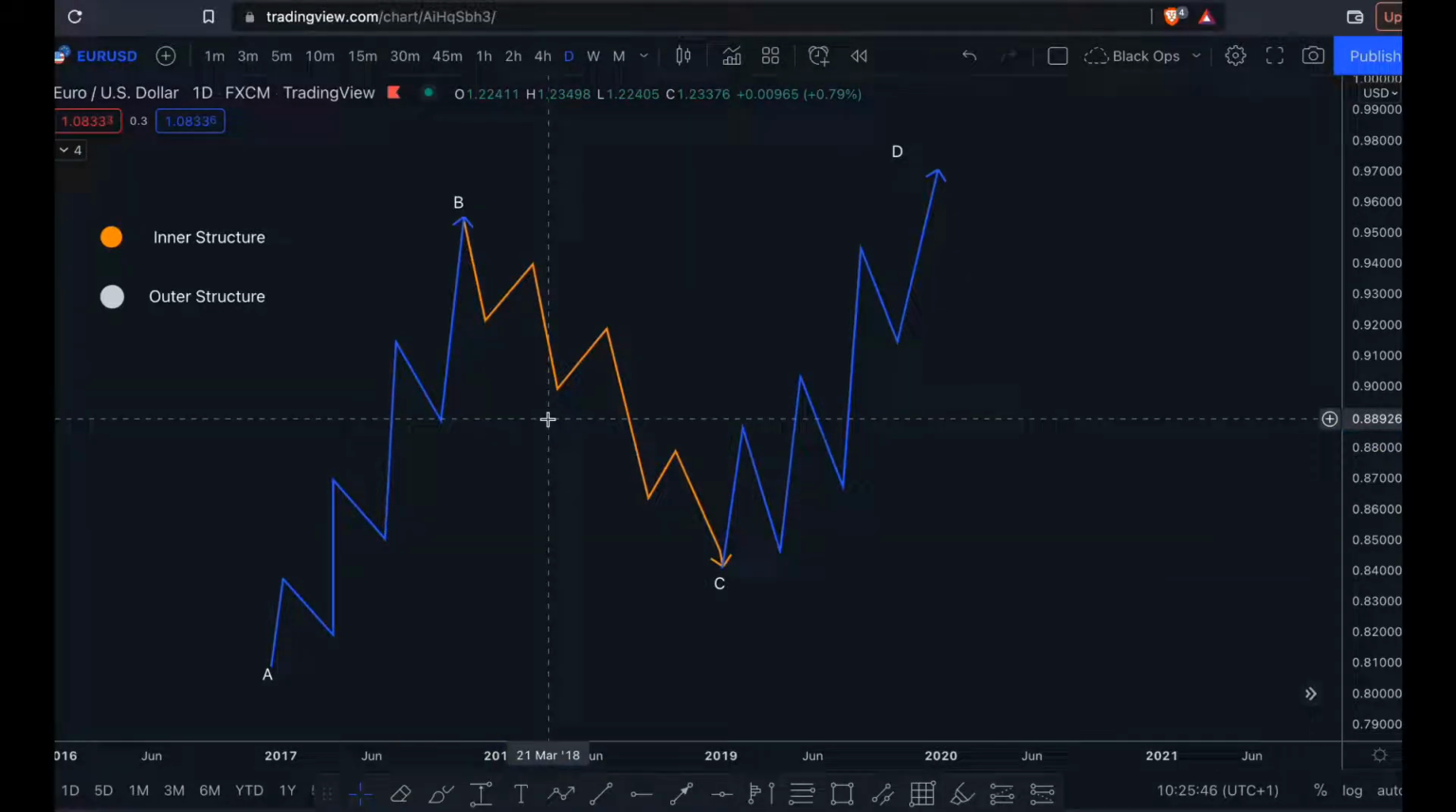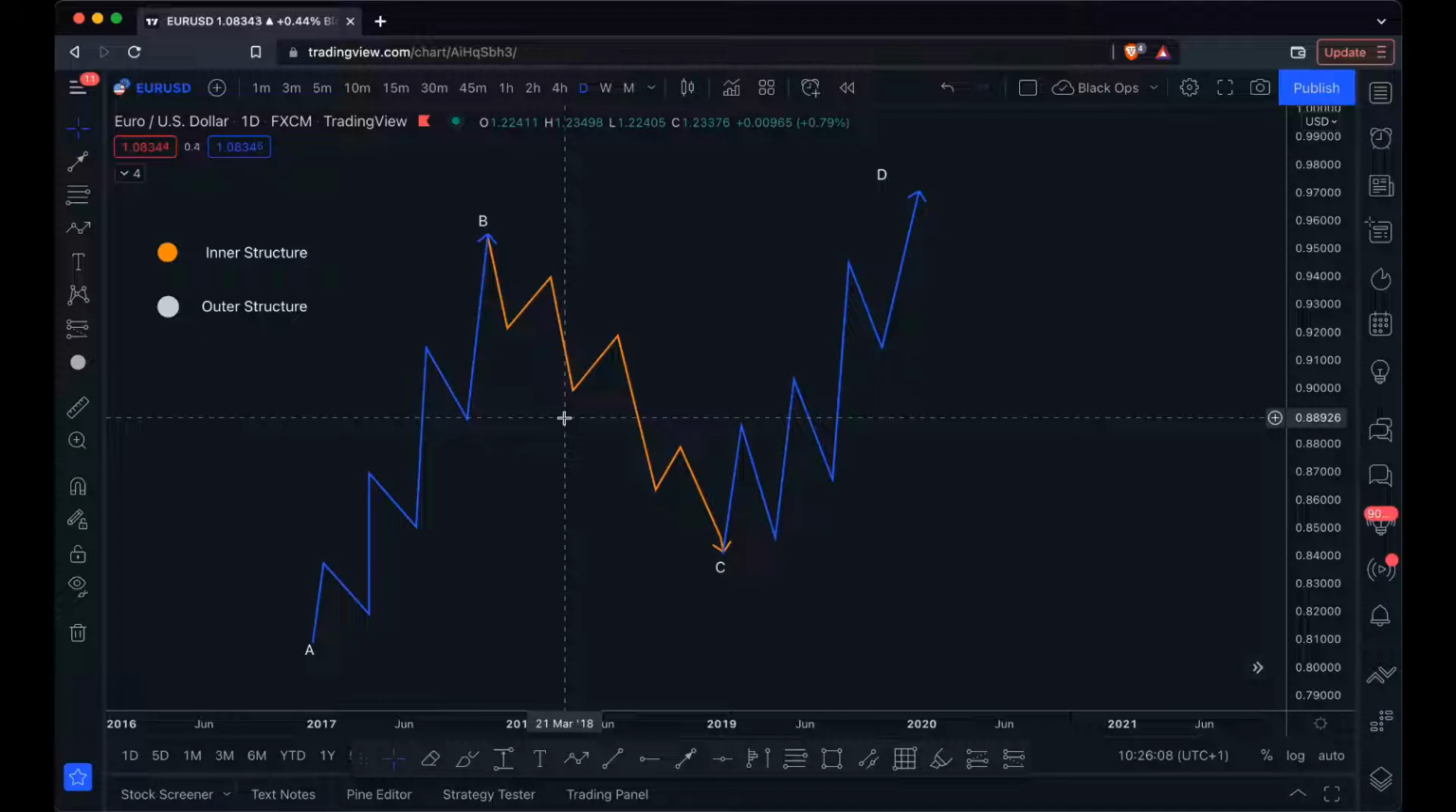So that's basically what inner structure is, and there's not much more to it. It is a very useful tool in terms of structure to help you identify where short-term trend is going within a higher time frame price leg. I hope you have found this video very useful.